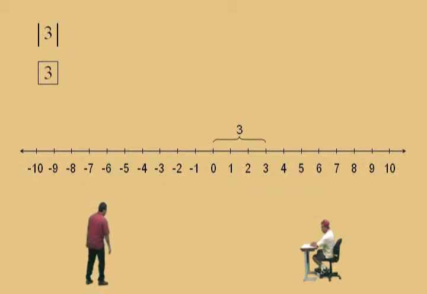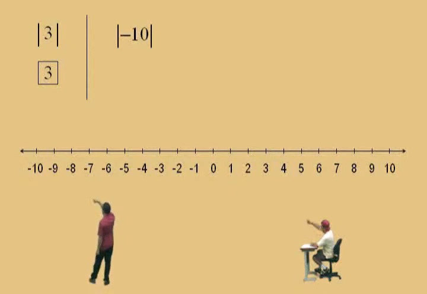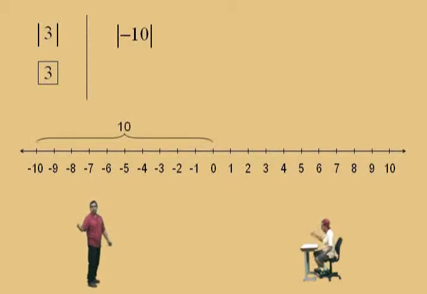There you go. How about the absolute value of -10, Charlie? -10 is over here, and 0 is over there. How far apart are they? 10. So the absolute value of -10 is 10.